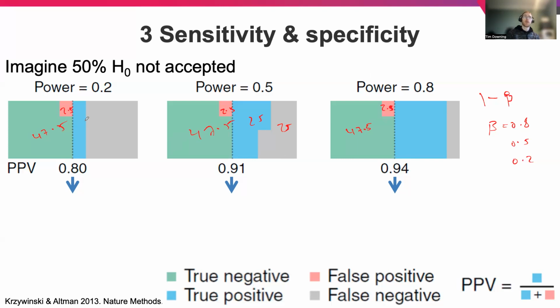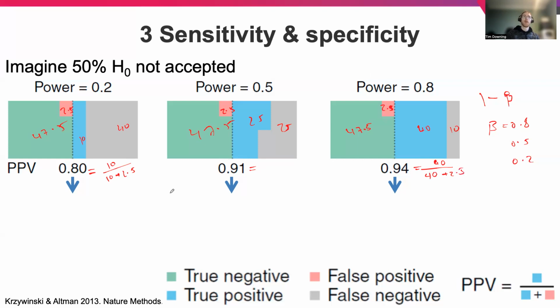So for the first one here, power is 0.2, we multiply 0.2 by 50. So that's where we get 10 from, and 40. 25, 25, and they get 80. 0.8 by 50 is going to be 40 and 10. And that means we can get our PPV values. So this one, 0.8, corresponds to our calculation of 10 over 10 plus 2.5. This we had before, and this one is 40 over 40 plus 2.5.